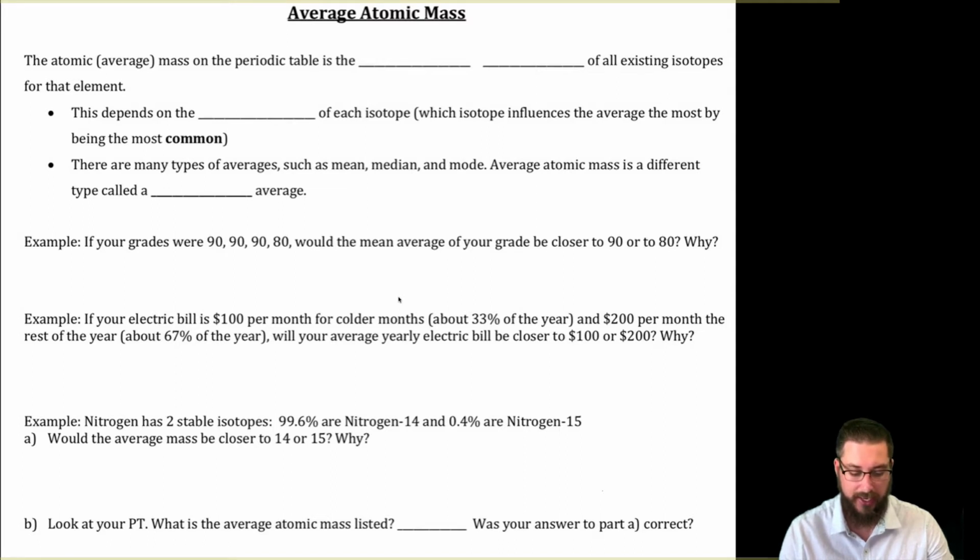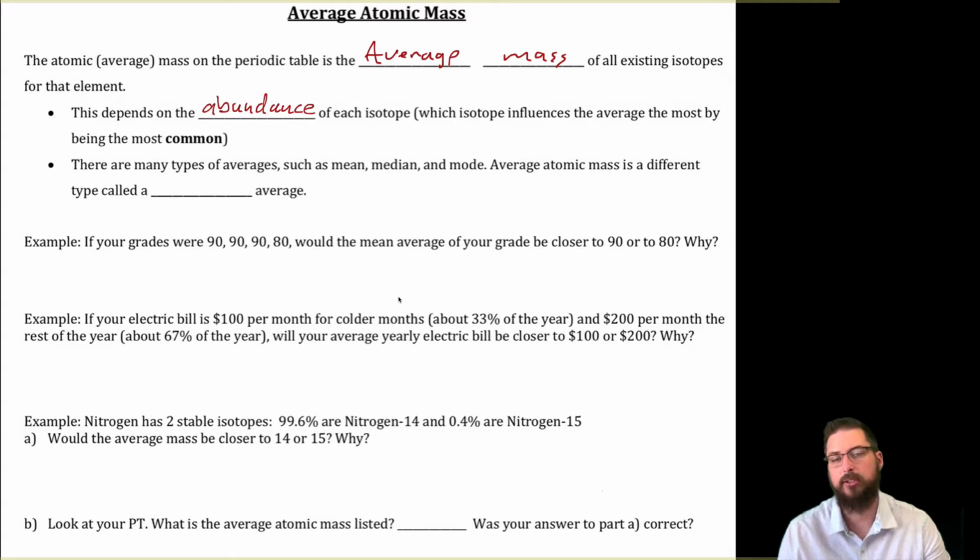it is the average mass of all existing isotopes for that element. And so this will depend on the abundance of each isotope. And so you'll see that there's certain isotopes that have a higher percent abundance. For example, carbon has a higher abundance of carbon-12 than carbon-14.